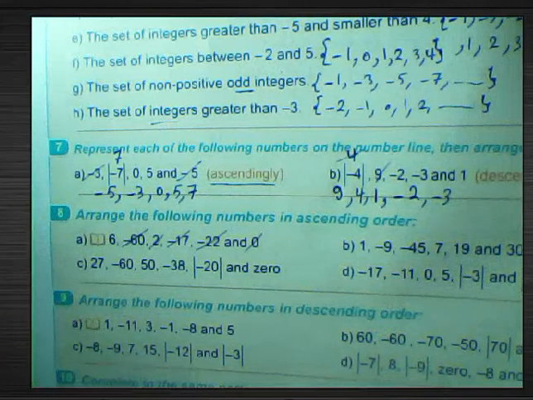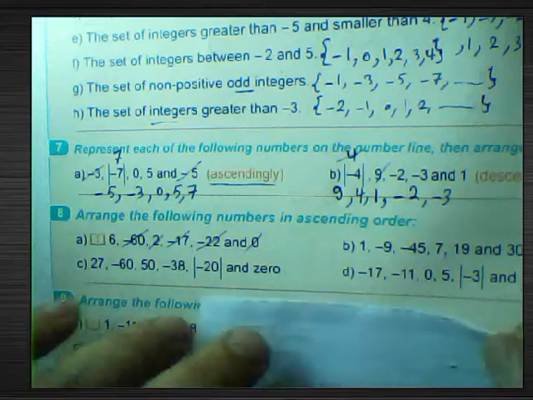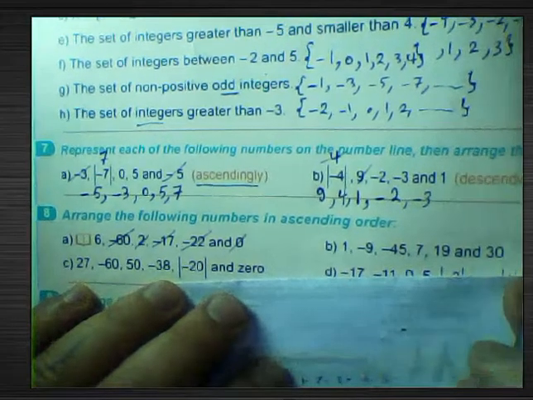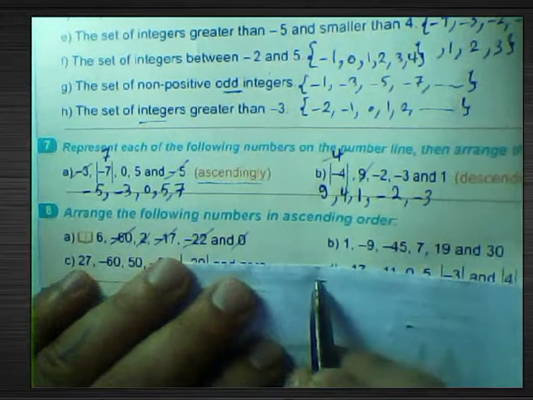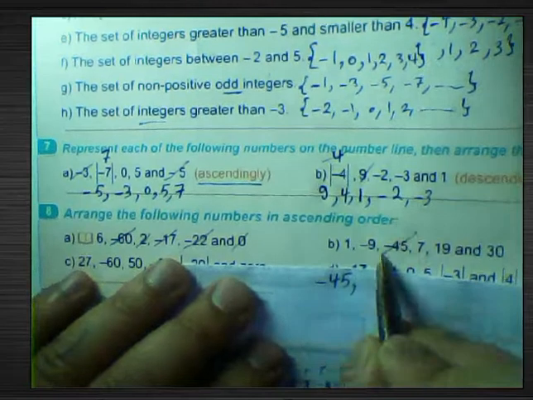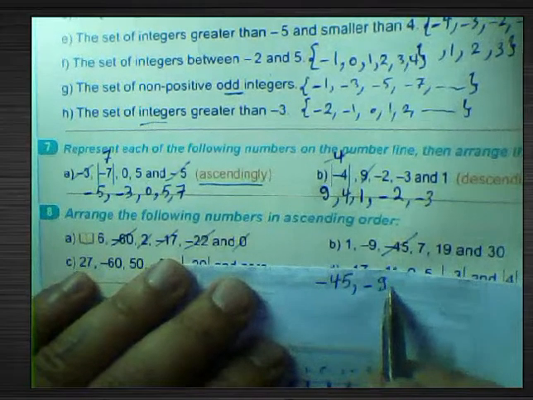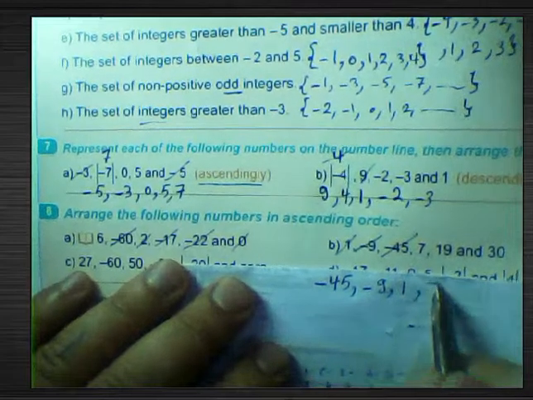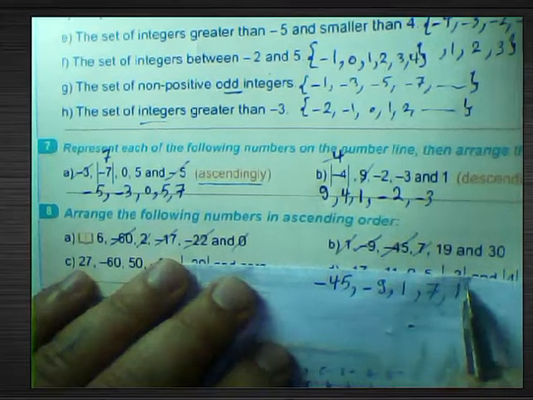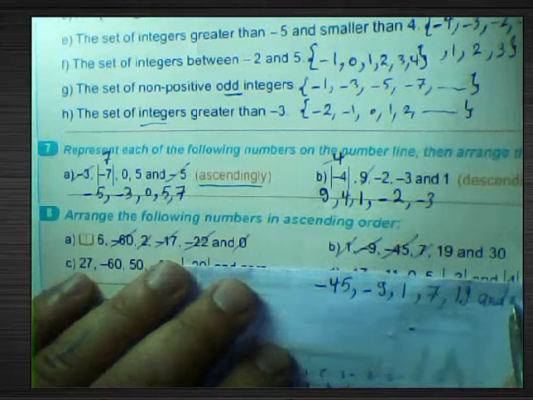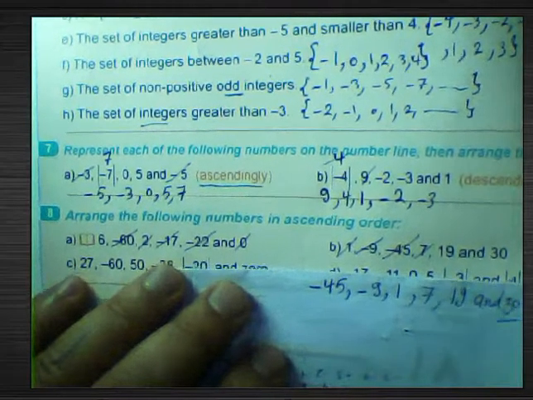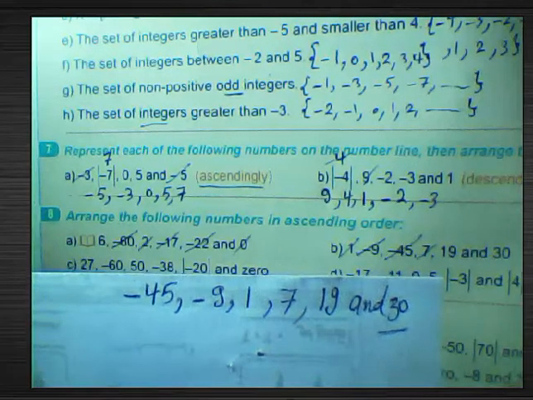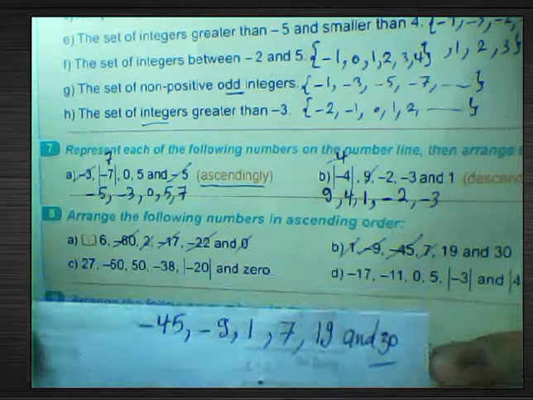Letter B. We can write negative 45 first, negative 9, 1, 7, 19, and 30. It's okay. We write the order ascending.